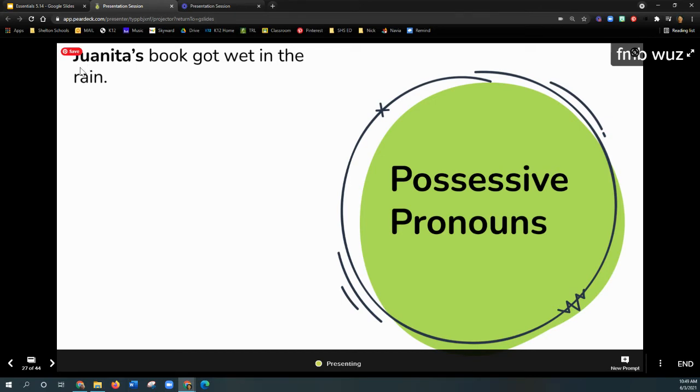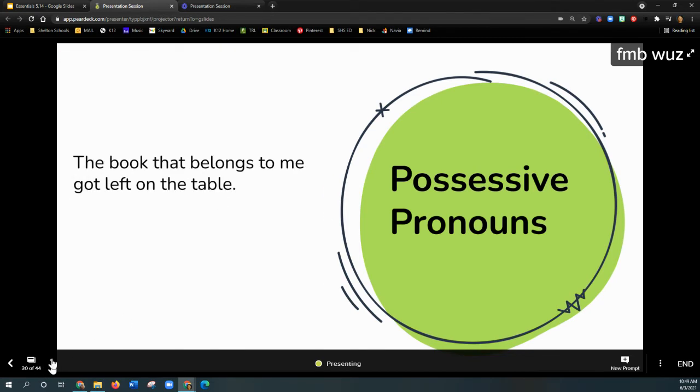But we get into Juanita's book got wet in the rain. So how can we say this and simplify it? Let's assume we've already been talking about the book and Juanita. We could say that her book got wet in the rain. Let's look at some more examples.